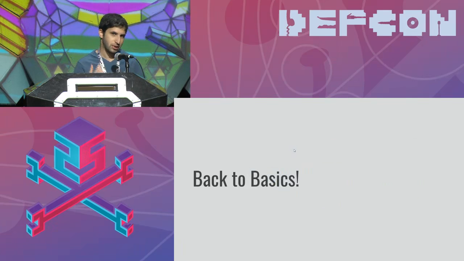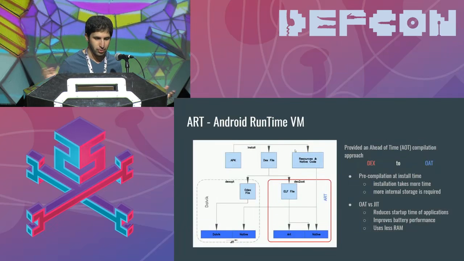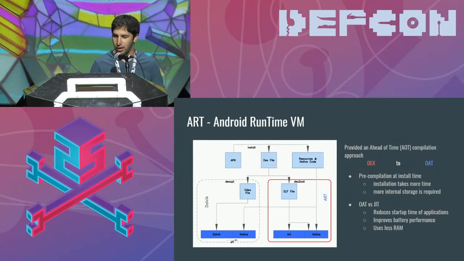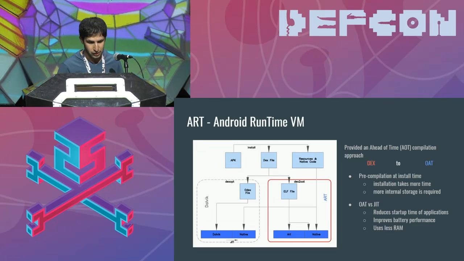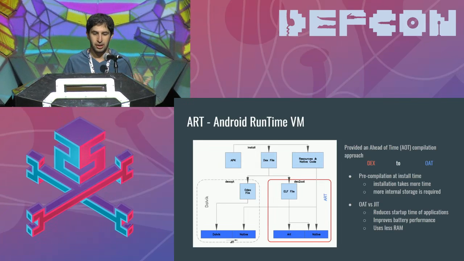So in order to understand more about how packers work, we need to go back to basics and understand some things about Android. So let's talk a bit about ART, the Android Runtime VM. This is a schematic of how things look in Android 6, which is good enough for us in order to understand this world. So how does the Android Runtime VM work?